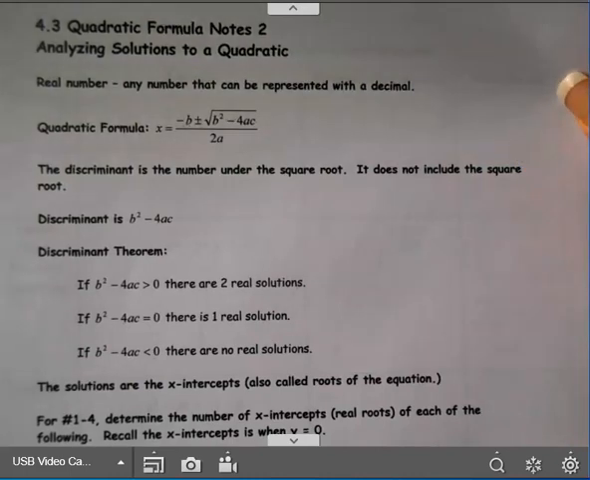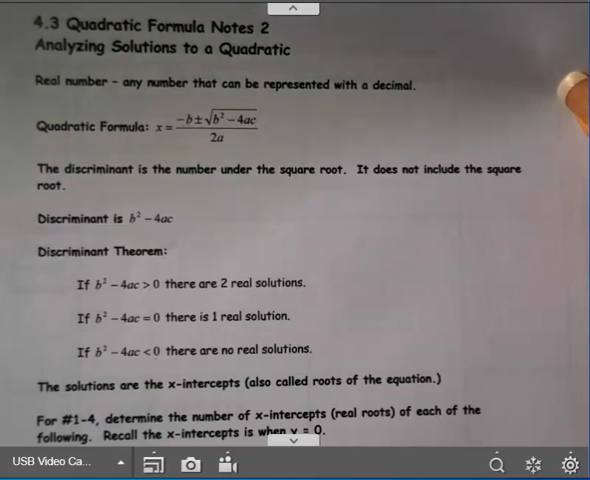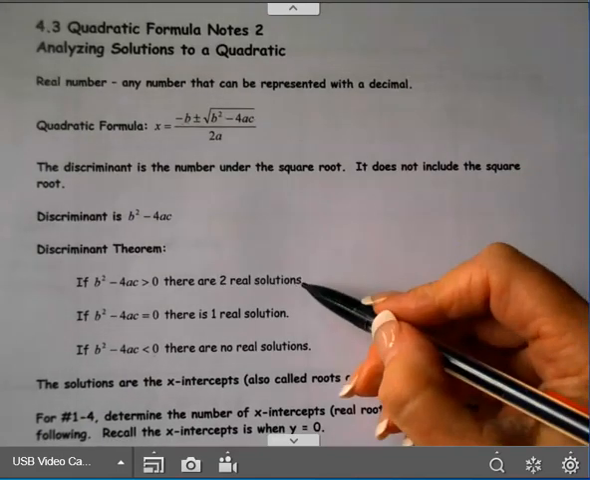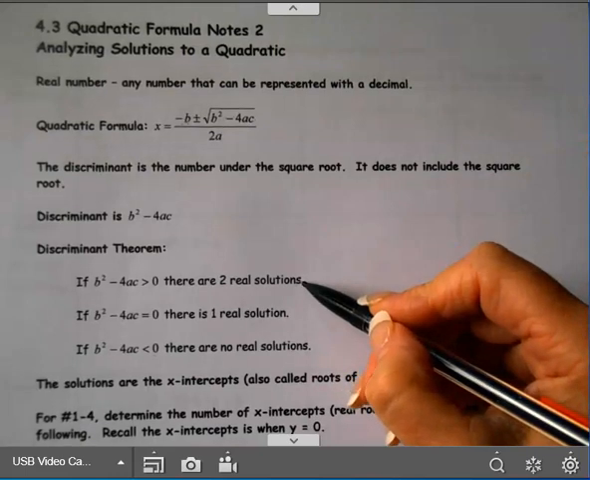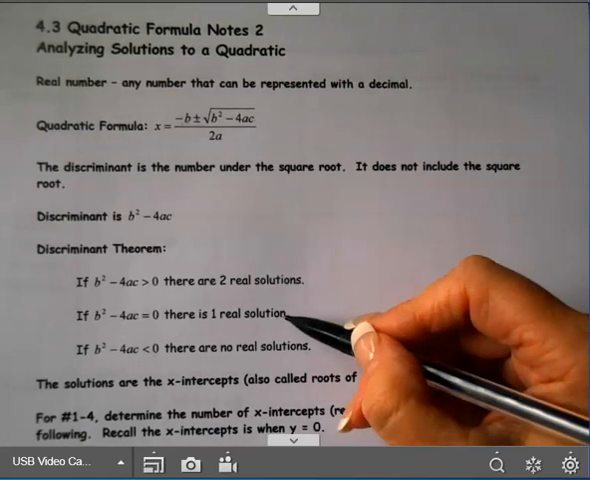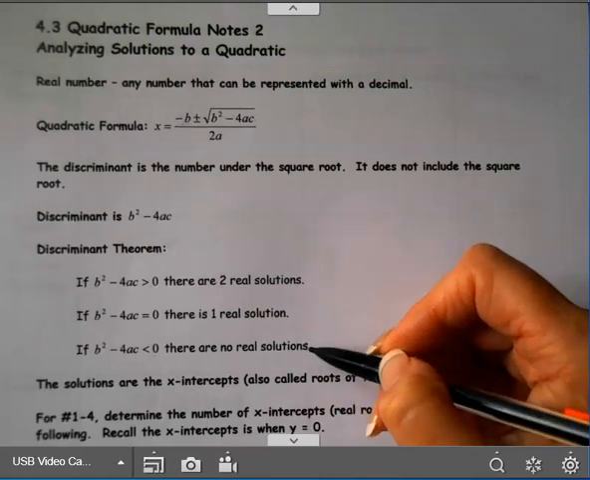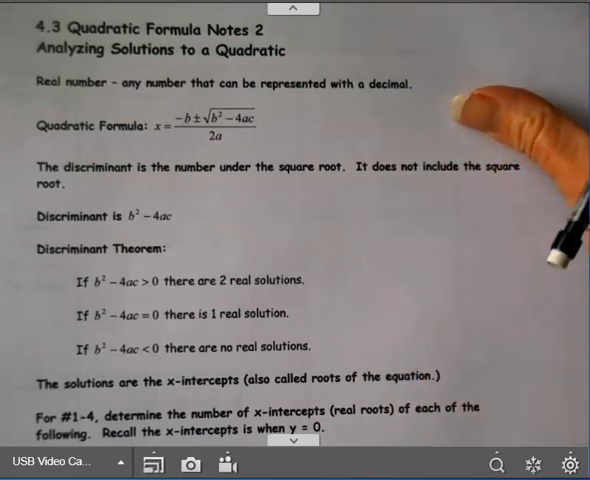The solutions are your x-intercepts, and they're also called roots of the equation. So if your discriminant was positive, there would be 2 x-intercepts. If your discriminant is equal to 0, that means it's going to touch the x-axis and bounce off it, but not cross through it. And then if your discriminant is negative, it does not cross the x-axis at all.